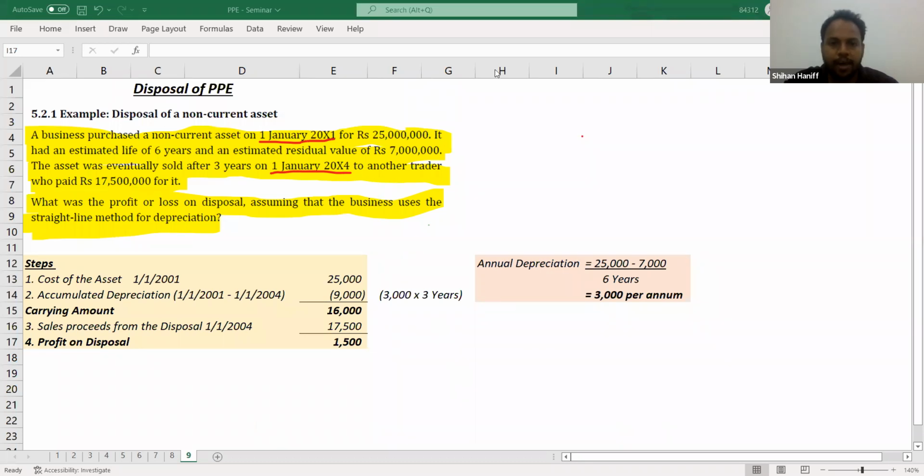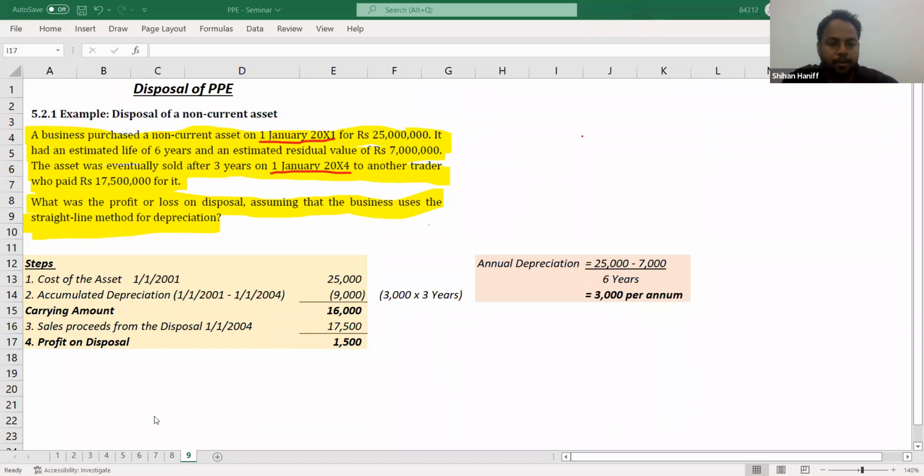If you sell less than the carrying amount, then it's a loss. Let's say your carrying amount is 16,000, you are selling at 15,000. Then you will have 1,000 loss. So I'll show this in the ledger accounts in the next question.